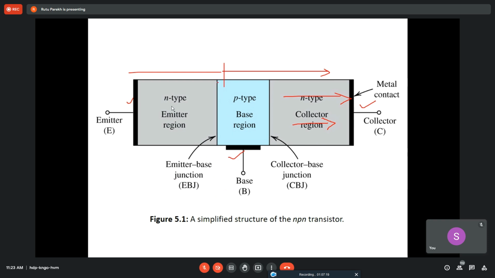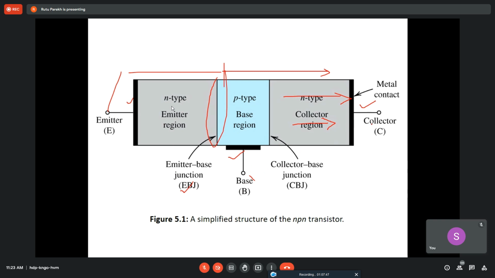So there are 2 junctions in the junction transistor. This is the junction between P and N type, like the diode you now know. This is the emitter base junction, abbreviated as EBJ, and this is the CBJ, another junction established here. We give a voltage across these terminals, between this and this, and between this and this.